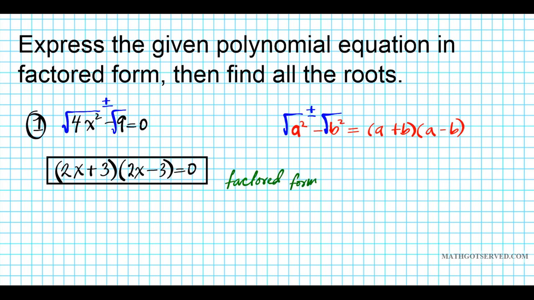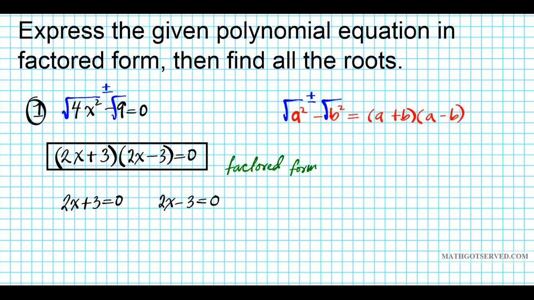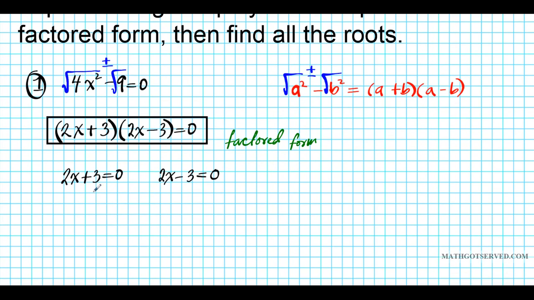Now the second part is to actually find all the roots. To find all the roots, we are going to have to set each factor to 0 using the zero product property. So we set 2x + 3 equal to 0, and then 2x − 3 equal to 0 also. Now, let's solve the first one. We can do this by subtracting 3 from both sides and dividing by 2. All right, let's go ahead and do that.